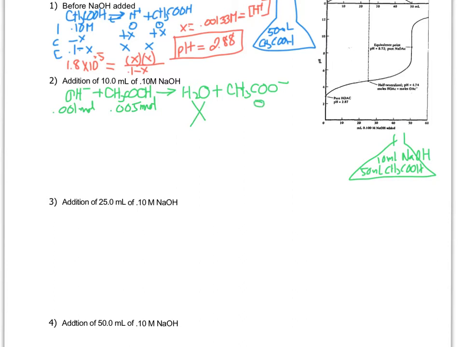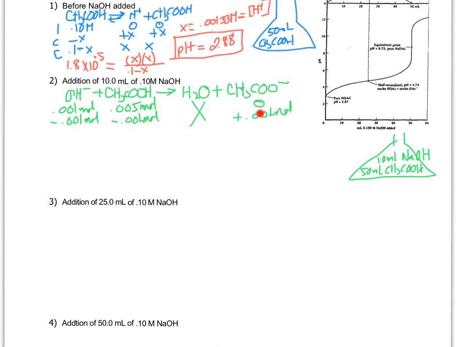Let's look at my limiting reactant here. Looks like my hydroxide is my limiting reactant, and that's how much is going to be used up. So minus 0.001 moles, minus 0.001 moles, and I'm forming 0.001 moles. Now, why is it important that I add that in here when before I didn't?